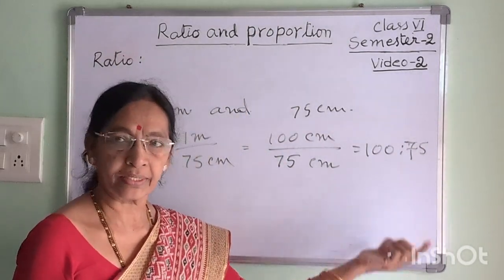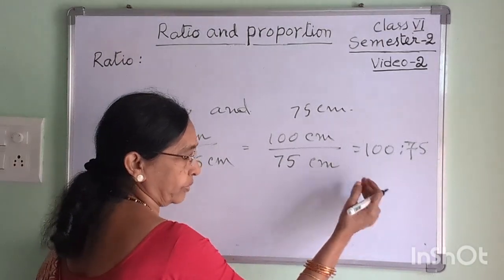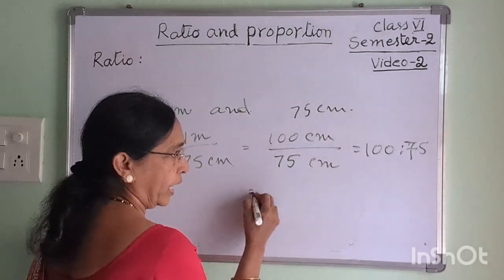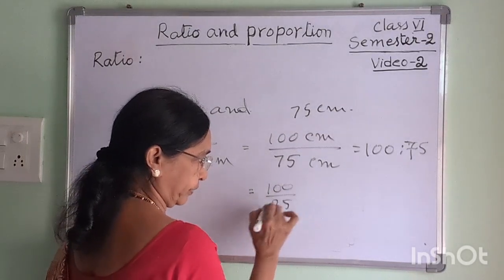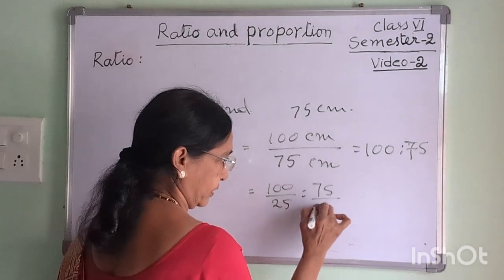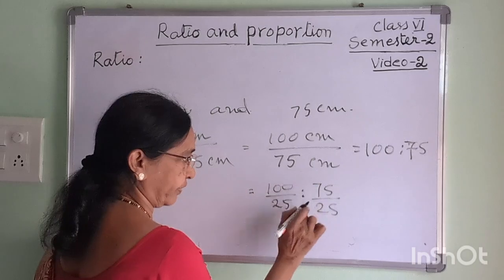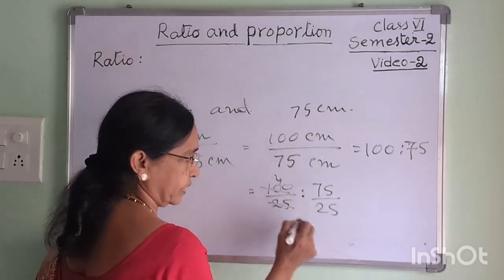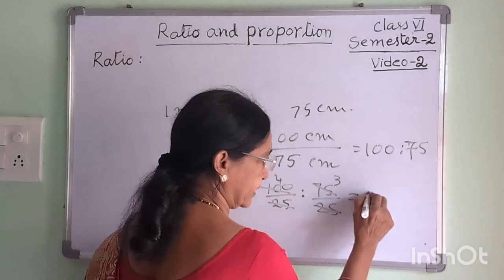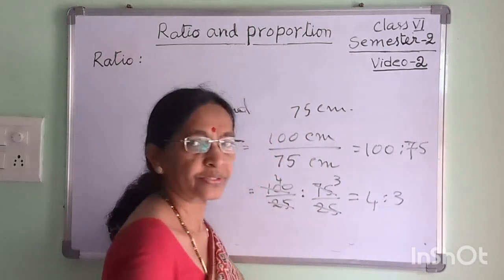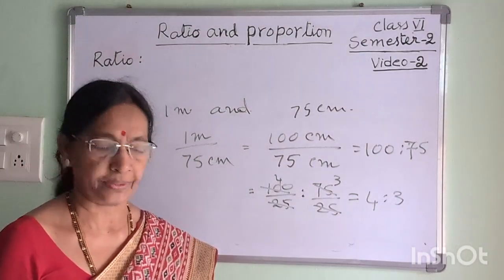This we can convert into simplified form or simplest form. As both are divisible by 25, we will divide both by 25. 100 by 25 is to 75 by 25. 25 fours are 100, 25 threes are 75. Therefore, this is 4:3. So the ratio of the length and the breadth of the table is 4:3.